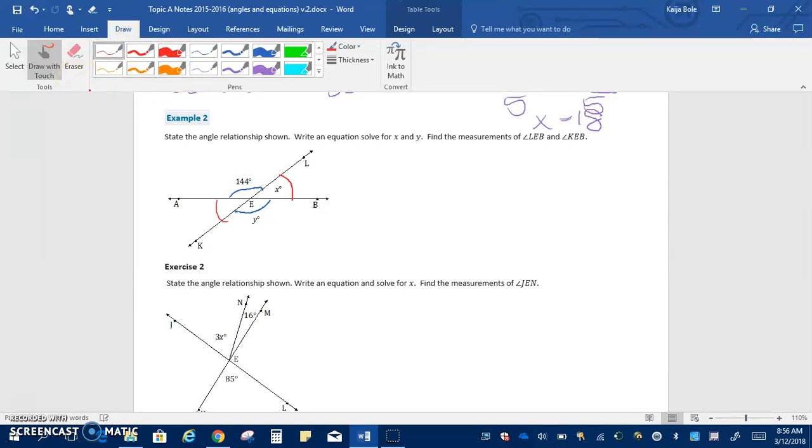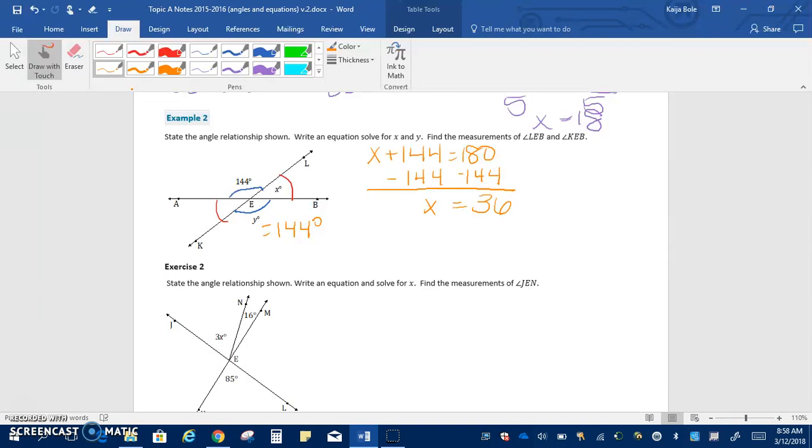So, if we start off by finding one of them first, we could go a few different ways. First of all, we know that Y is going to equal 144 because of vertical angles. So that takes care of that. And then over here, we have supplementary angles. So we would have X plus 144 equals 180. We subtract 144 from both sides. And when we do that, we get X equals 36.